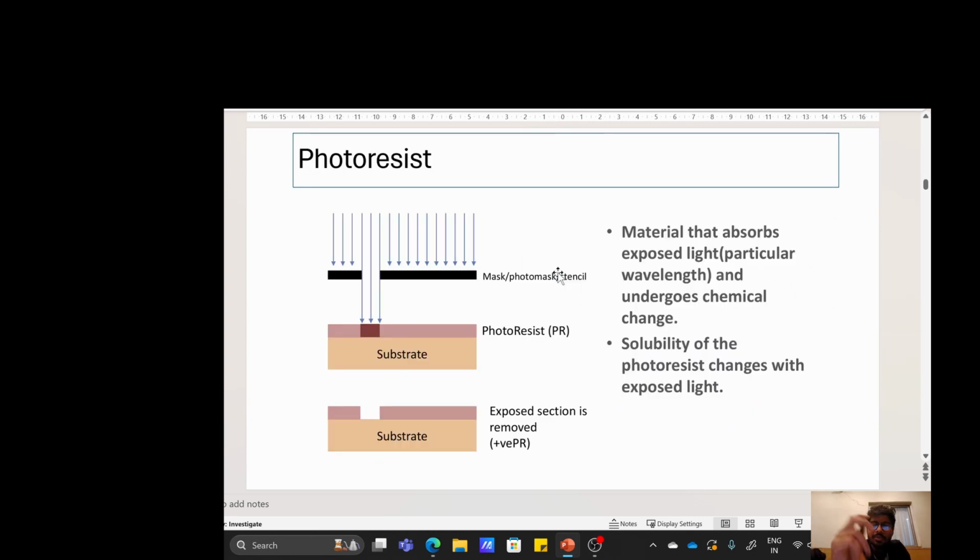As I showed you, it is a material that absorbs exposed light. Okay, the absorption of light happens in this particular region only, and that changes the properties of the photoresist, so it will get dissolved. That is the positive photoresist, positive PR, that will get dissolved in the developer solution. The solubility of the photoresist changes with the exposed light, so we have transferred the pattern on the photoresist. Okay, now we can do anything.